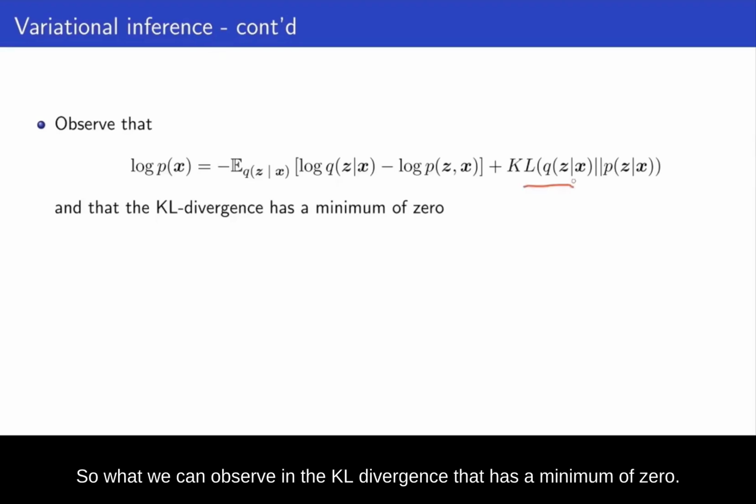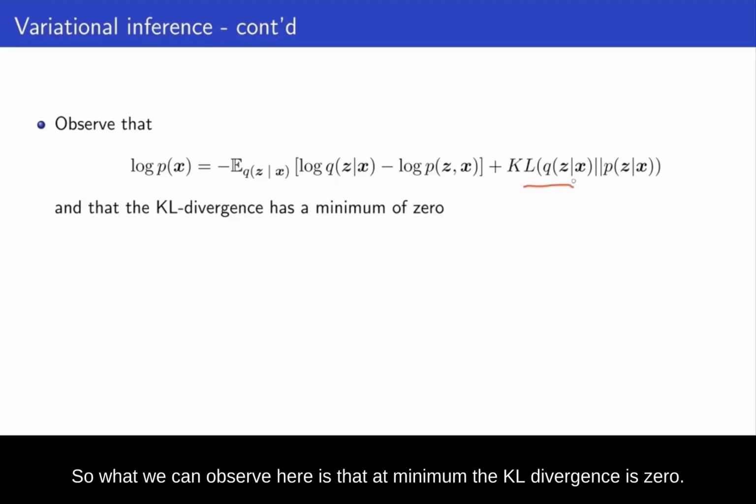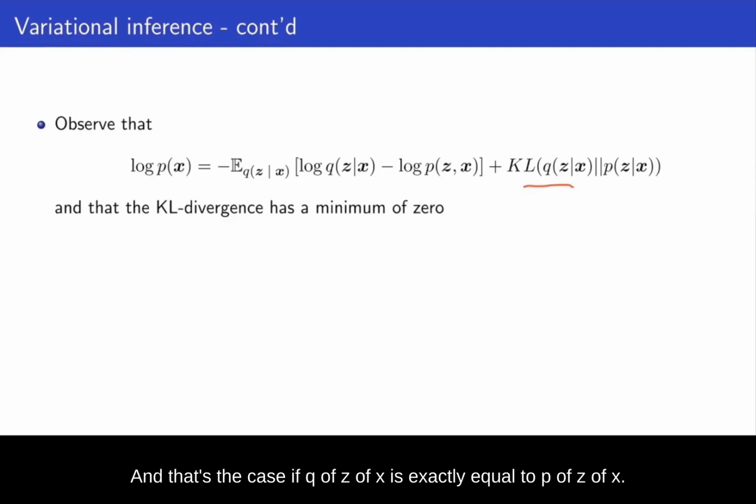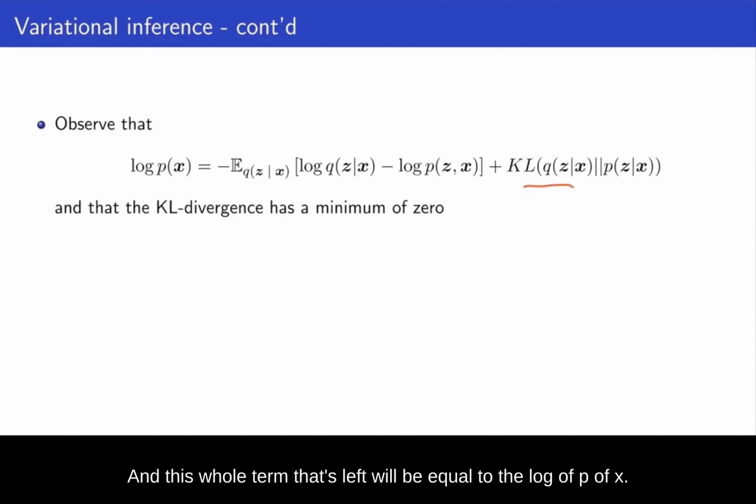So what we can observe is that the KL divergence has a minimum of 0. So what we can observe here is that at minimum the KL divergence is 0, and that's the case if q of z given x is exactly equal to p of z given x, and this whole term that's left will be equal to the log of p of x.